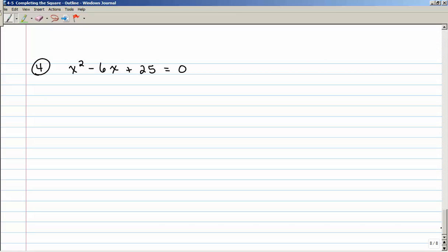And our last example, x squared minus 6x plus 25. Let's go ahead and move our c to the other side. Let's find a new c. b over 2 squared, negative 3 squared, which is 9. Let's add 9 to both sides.